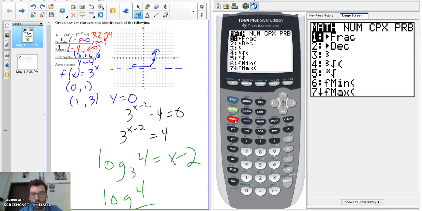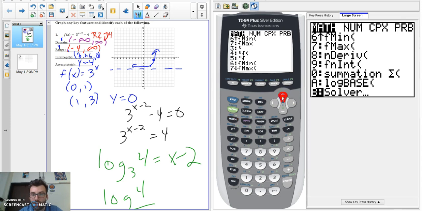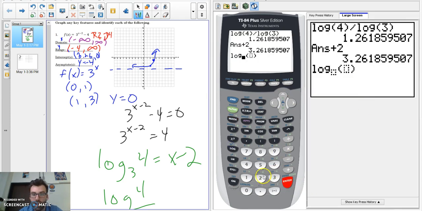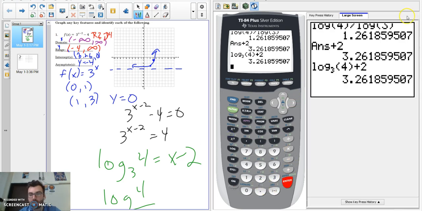If you have a newer calculator, I'm going to press math, go to log base, press enter, and now I can actually change the bases here. Base 3 of 4 plus 2. And I get the same thing.